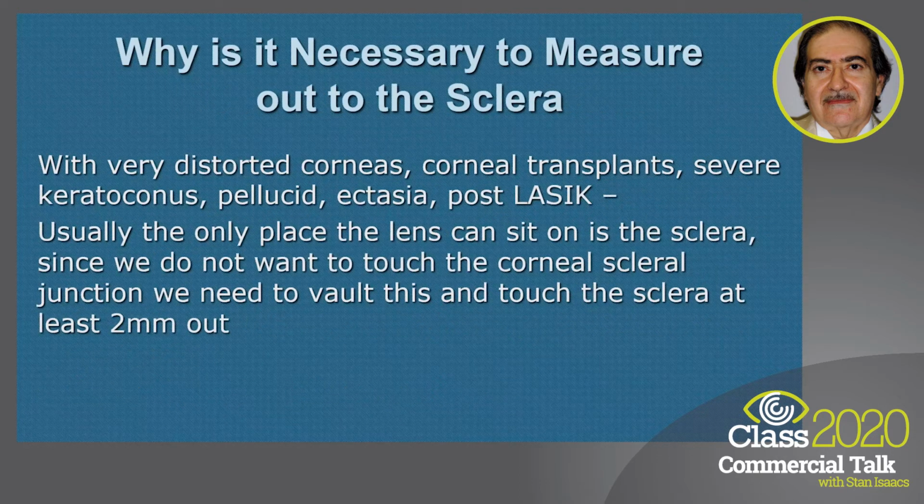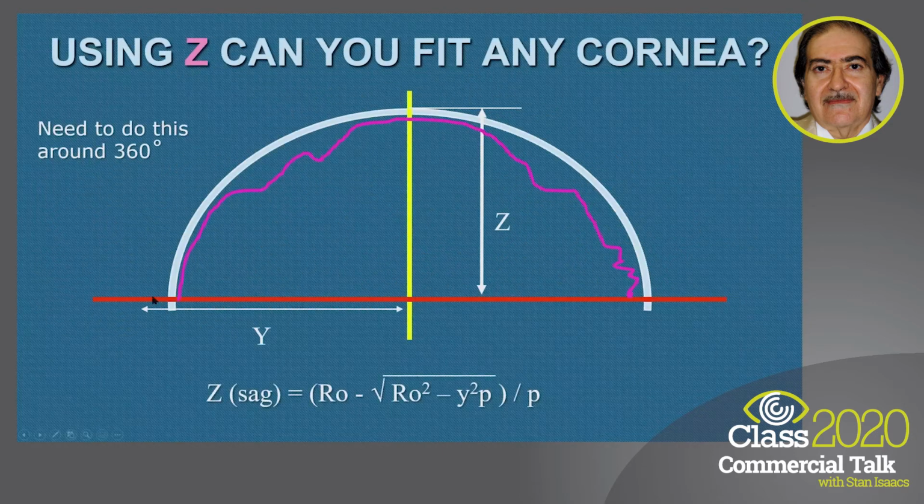And why is it necessary to measure the cornea out to the sclera? Because with very distorted corneas, corneal transplants, etc., the lens has to sit somewhere stable, and it cannot sit anywhere on the cornea because it's too out of shape. And we try and fit the lenses to vault the limbal junction, because we don't want the limbal junction to be interfered with. That's where all your stem cells live, and you don't want to cause too much damage there. So we want the lens to sit 2 mm after the corneal scleral junction, where we can center the lens properly and put the optics anywhere we want. So now let's talk about sag heights.